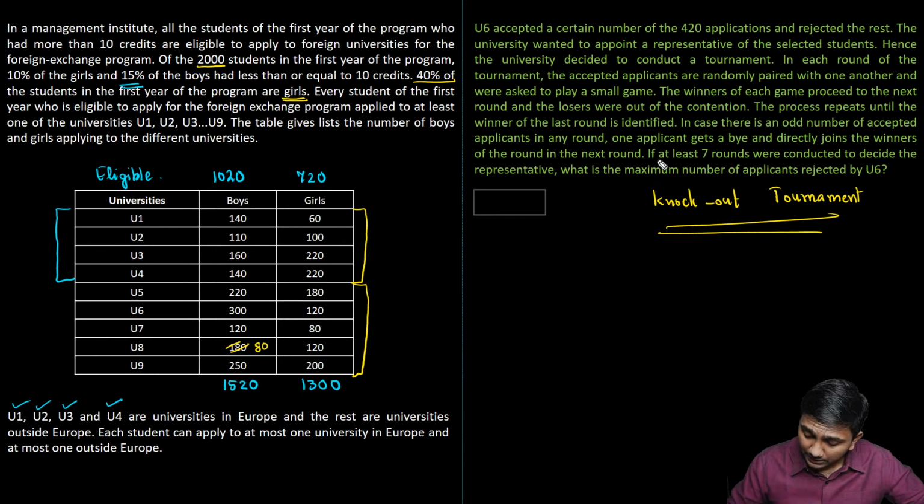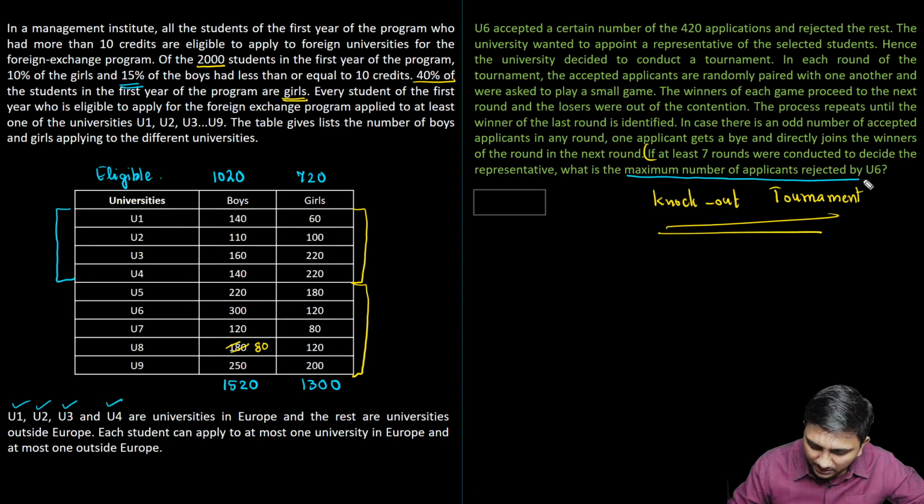Right. Now, the important part. If at least 7 rounds were conducted to decide the representative, what is the maximum number of applicants rejected by U6? Okay. First, let me find out the minimum number of applicants who are accepted, because the tournament is happening for people who are accepted. So if the final target is to find out the maximum number of applicants rejected, I will modify my target as first of all finding out the minimum number of applicants selected.